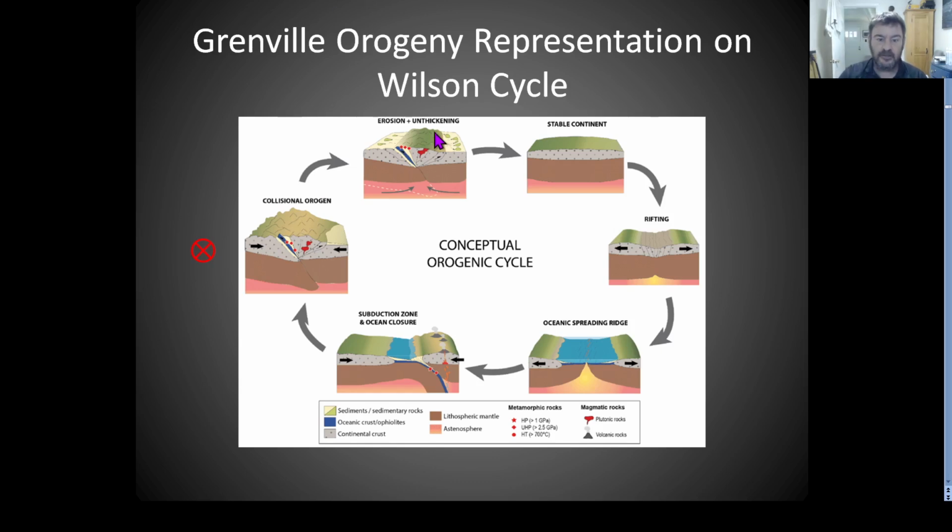And again, that will start to erode. It will start to get lighter. The roots will melt, and you'll start getting plutonic activity being pushed up. And then eventually it'll be eroded flat, and the continent will be nice and stable.